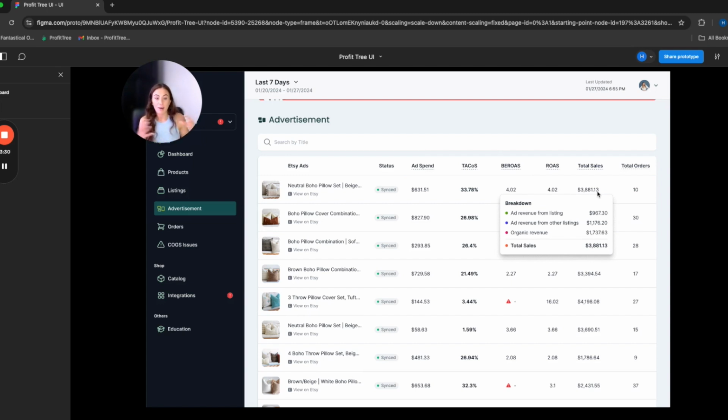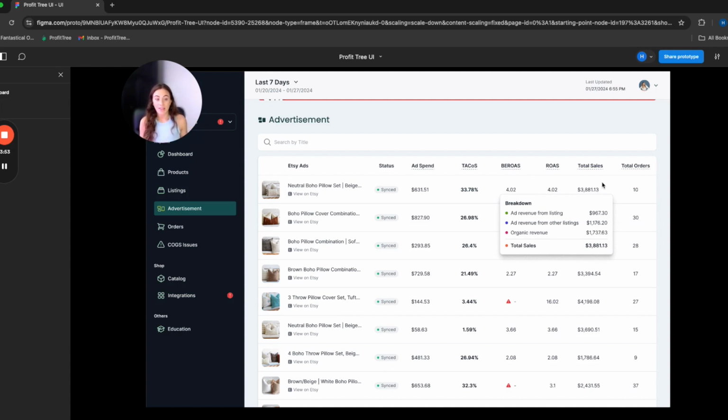So let's just break it up one more time. In your Etsy Ads tab, the revenue column is showing you, with the green and the blue icon there, the ad revenue from the listing plus the ad revenue from the click of that listing, but they purchased off a different listing. That is what you see inside of your marketing tab. The difference in our total sales is that we're including the organic revenue.